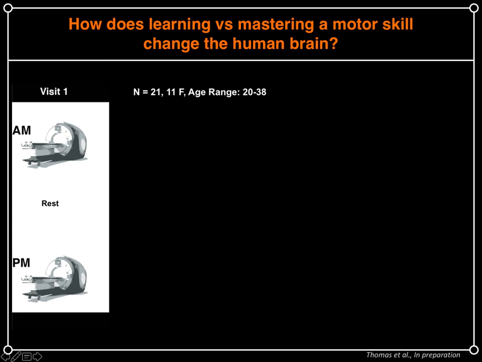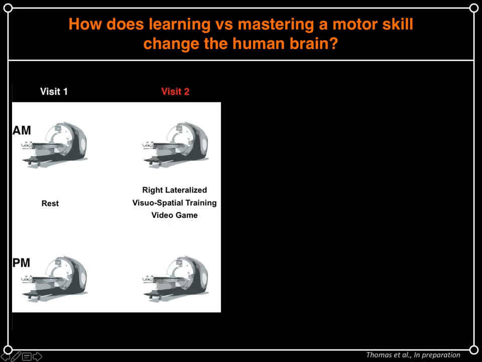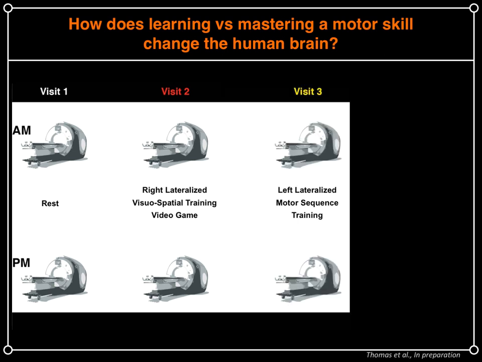For the first visit, it was a baseline scan. In visit 2, we scanned them in the morning for 2 hours, and then we gave them a right lateralized visuospatial training video game task. The thinking was that if you right lateralize it, any change that you are expecting would, at least to some extent, be lateralized to the contralateral hemisphere. Immediately after the training task, we imaged them again for 2 hours.